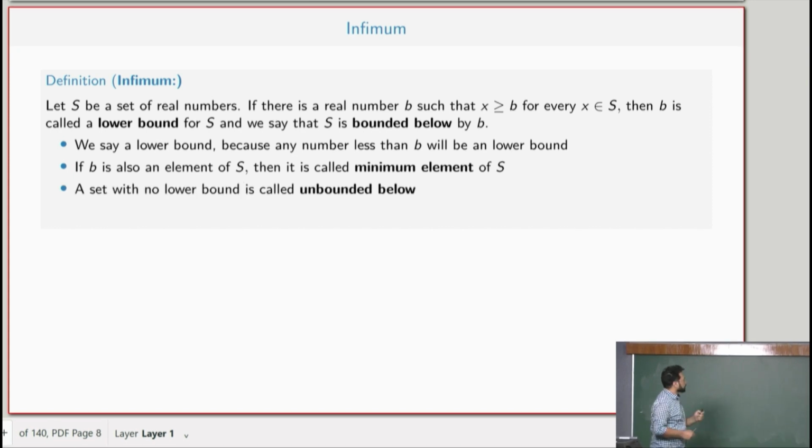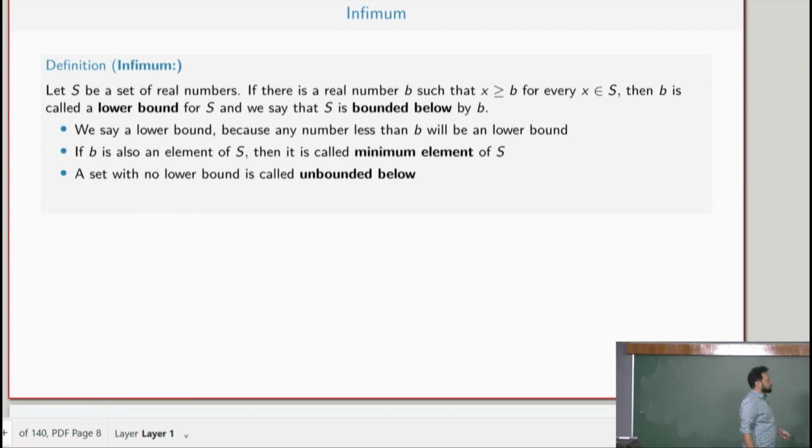A set with no lower bound, obviously we will call it unbounded below. If there is b, then we call it bounded below. If there is no such b, then we call it unbounded below. As an example, you can think of the set of real numbers. The set of real numbers is essentially unbounded below, because there does not exist a valid real number b for which all the real numbers are larger. So the set of real numbers is unbounded below. In fact, it's also unbounded above. So we will go to the counterpart, supremum.